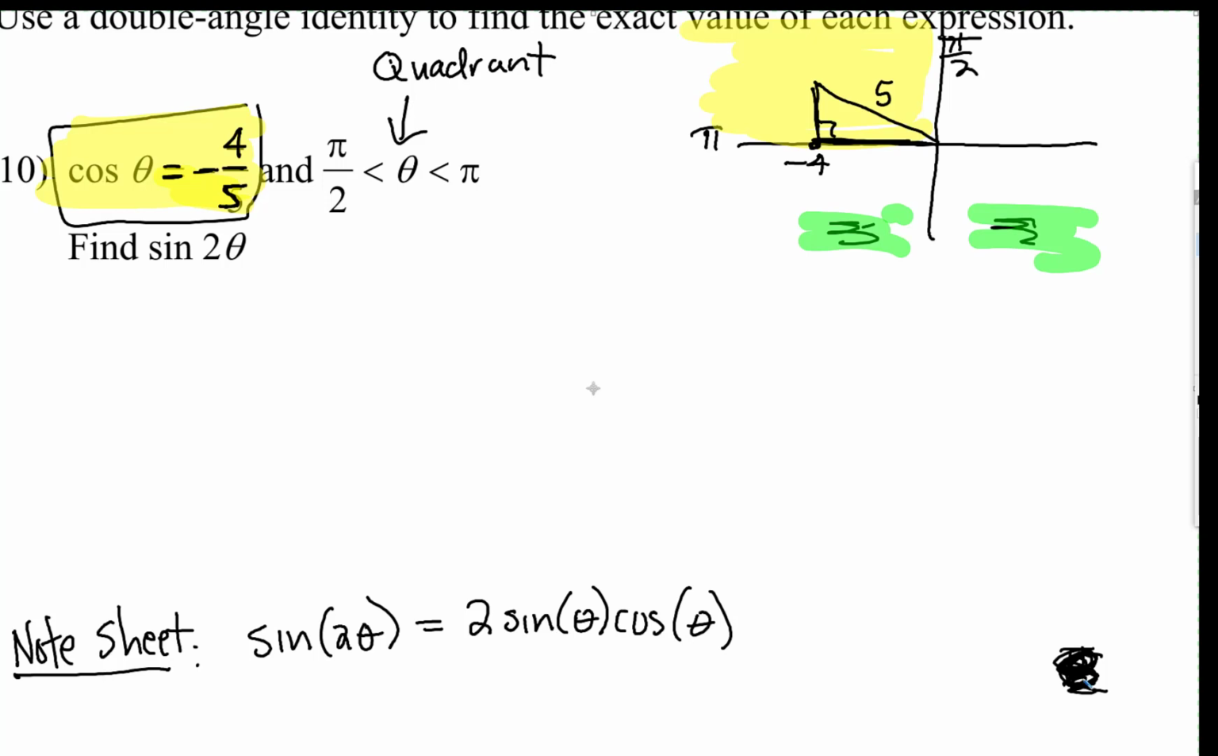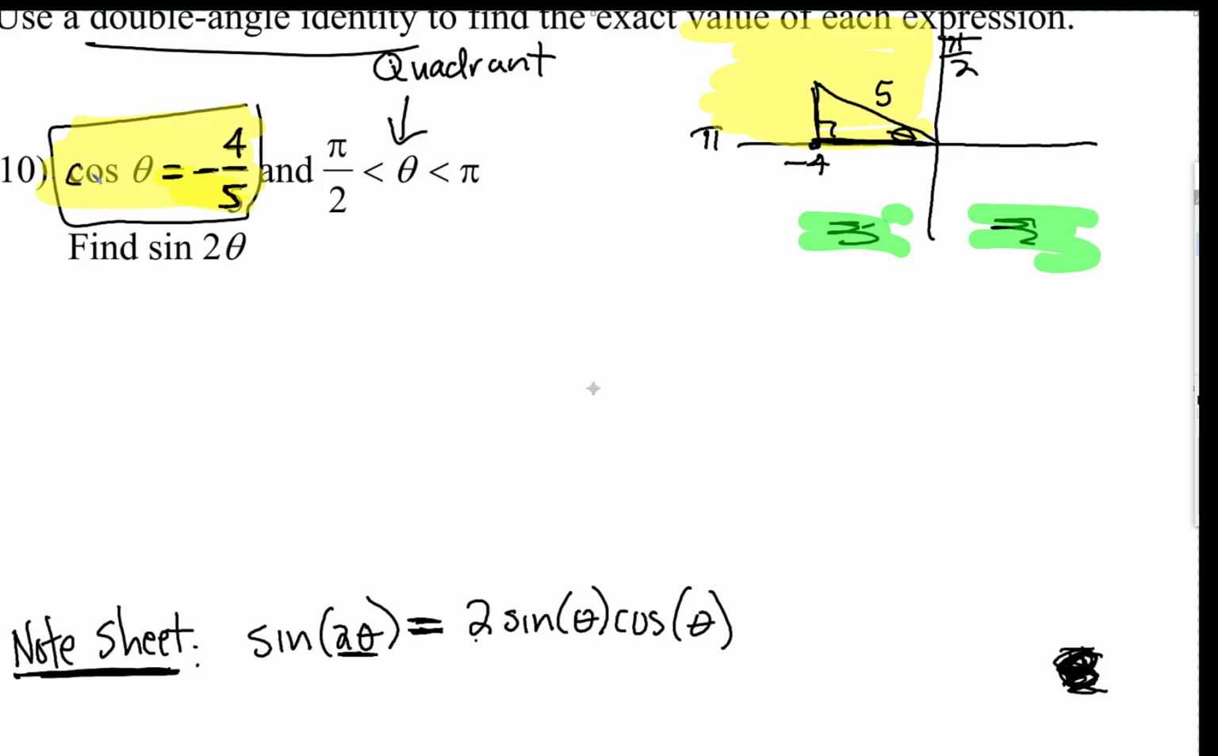So the double angle identity, first of all, on your note sheet, in the section where it says double angle identity, it says sine 2 theta, that means twice as wavy. To find the value, you multiply 2 times the sine of theta times the cosine of theta. So here's the trick. We have to figure out what the theta is. And this is how I did that.